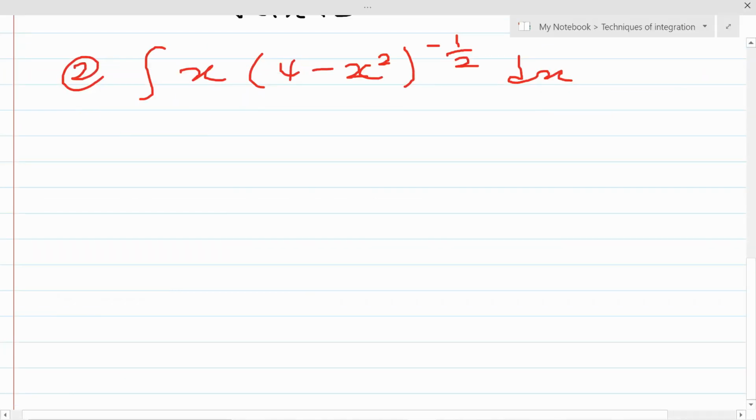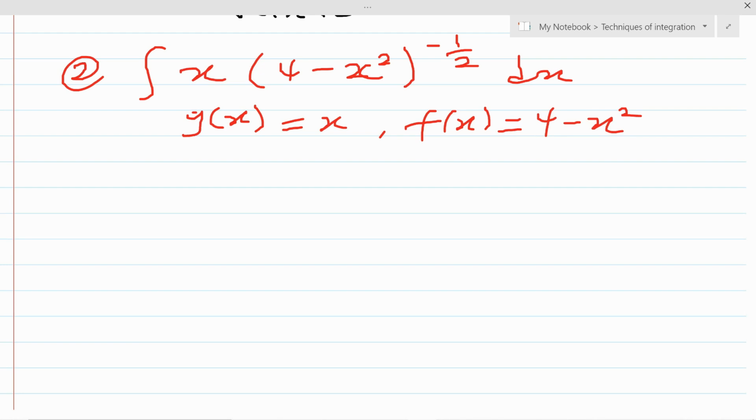Alright, so with this question, how do you go about it? Okay, so if you say that our g of x is equal to x and our f of x is equal to 4 minus x squared, then how are you going to do this? With this, if you could see, the differential of f of x will give you something x. That means the power of g of x is obtained from the differential of f of x.